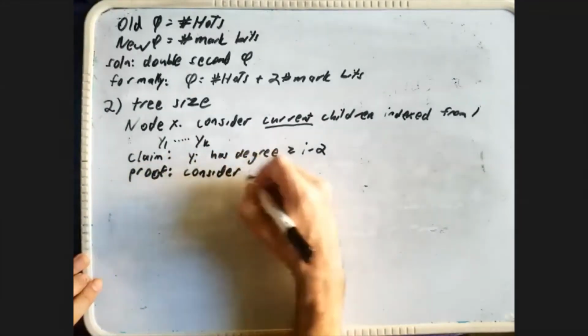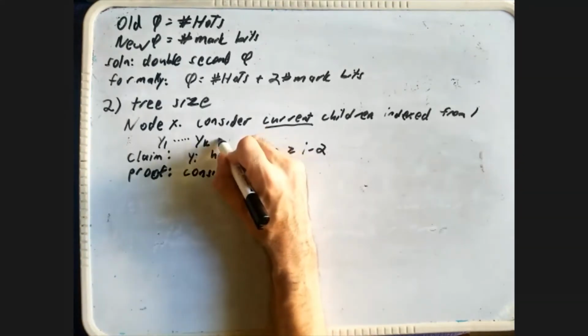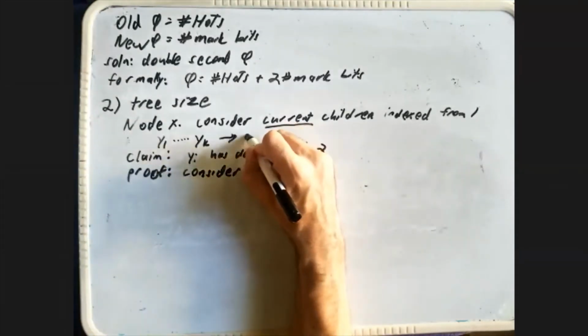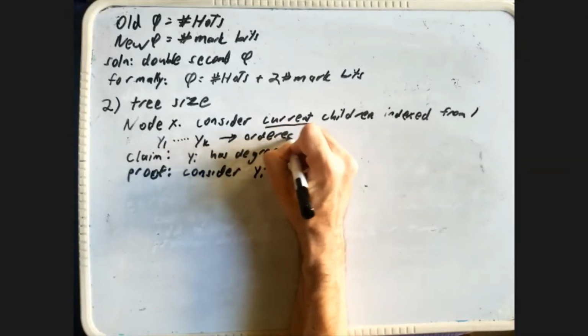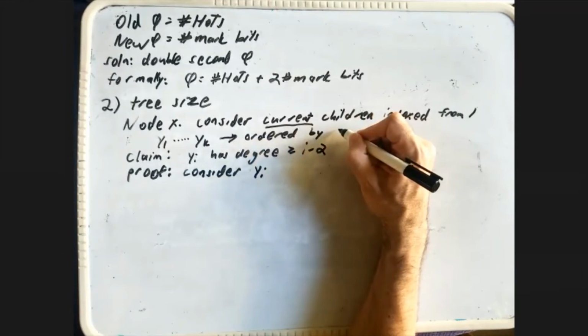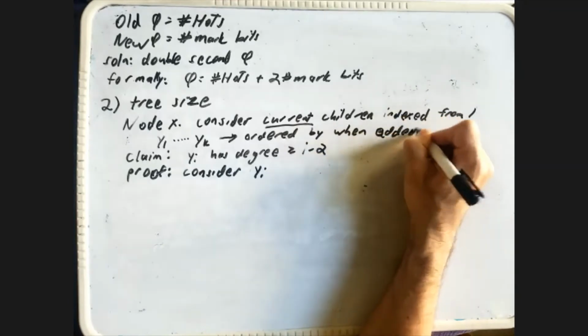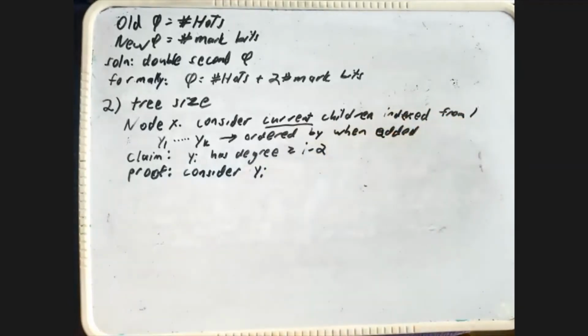Let's consider yi. What do we know? Sorry, I didn't even specify the order in which I wanted to do this. Let's order these children by when they were added. So y1 is the first of the nodes, the oldest of the children, y2 is the second oldest, and so forth.